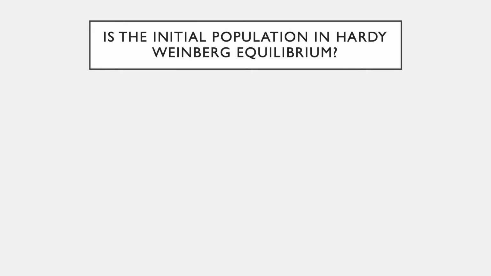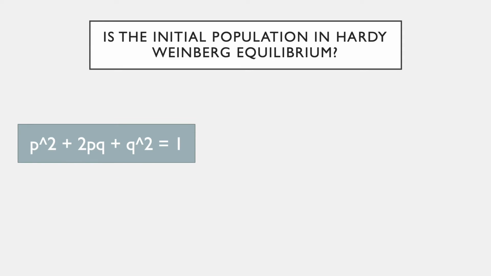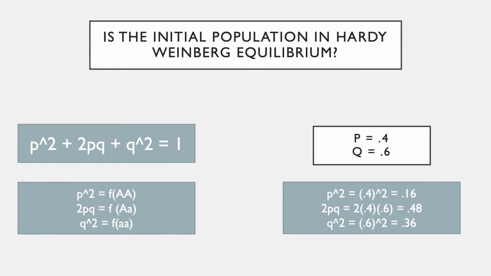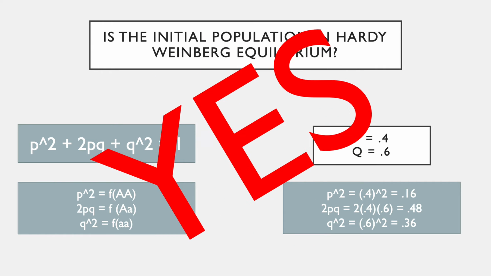To test whether the initial population is in Hardy Weinberg equilibrium or not, we use the equation for Hardy Weinberg equilibrium, where p squared is the frequency of the big A big A, 2pq is the frequency of the big A little a, and q squared is the frequency of the little a little a. We can now take our p and q values that we found, plug them into the equation, and we get the same values that we did for the genotypic frequencies, 0.16, 0.48, and 0.36. So we can conclude that yes, in fact, the initial population is in Hardy Weinberg equilibrium.